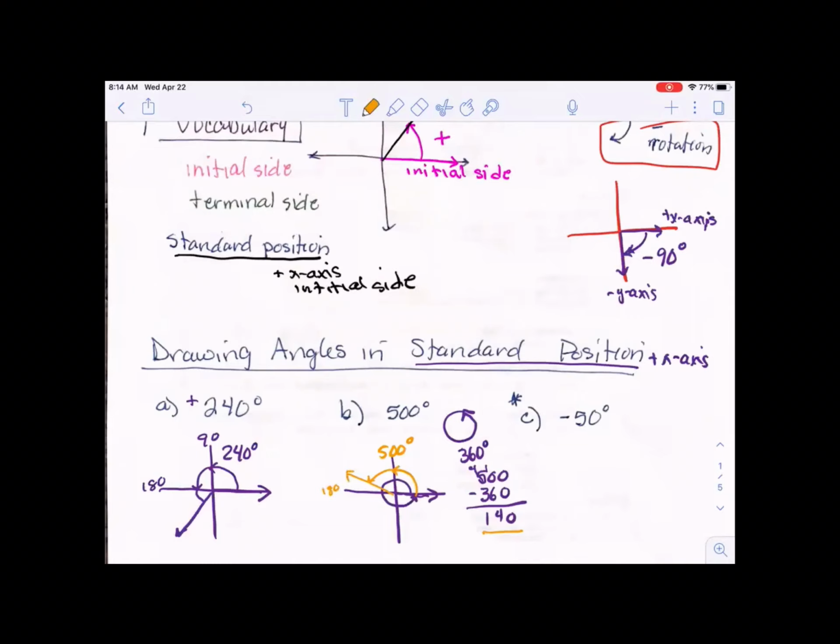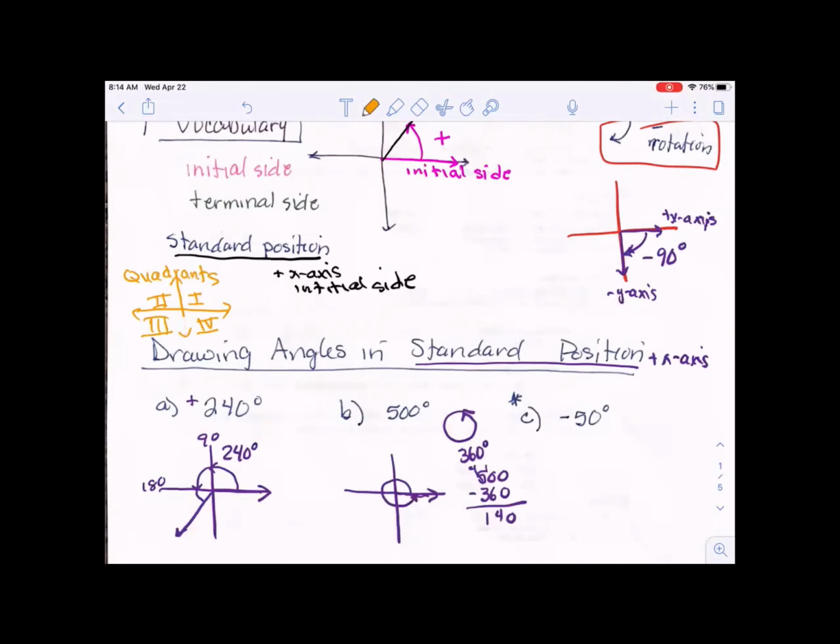I do need you, when you do these, to make sure that this terminal ray is in the correct quadrant. Just real quick, let's go back up here. Remember when we do quadrants, just in case you don't remember this, it goes quadrant 1 up here on the top right side. We rotate counterclockwise. Quadrant 2 is in the top left. Quadrant 3 is in the bottom left. And quadrant 4 is in the bottom right.